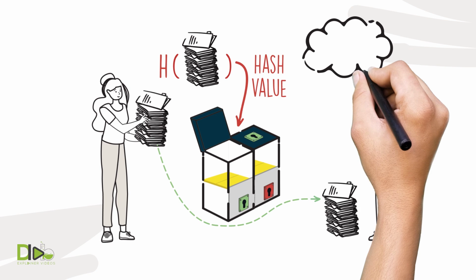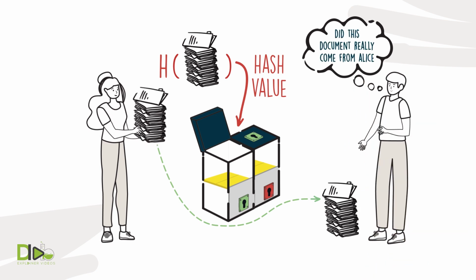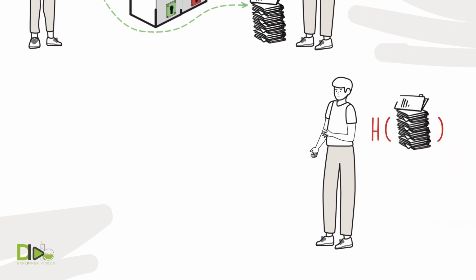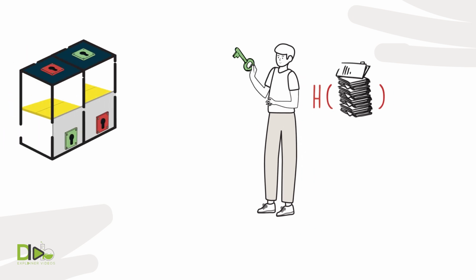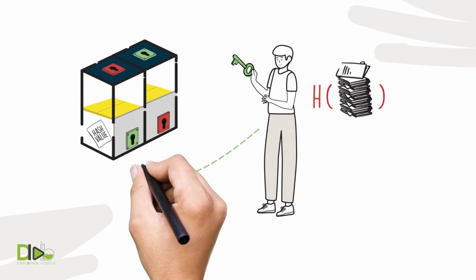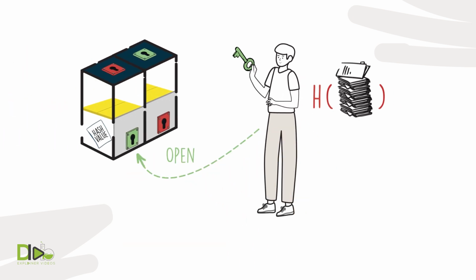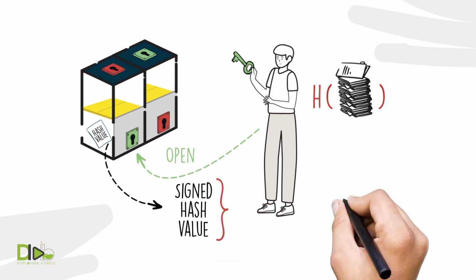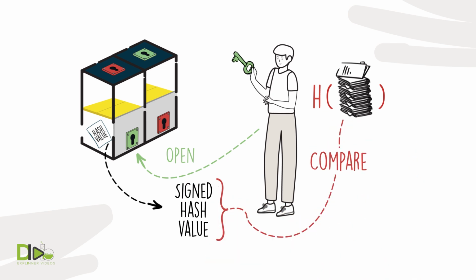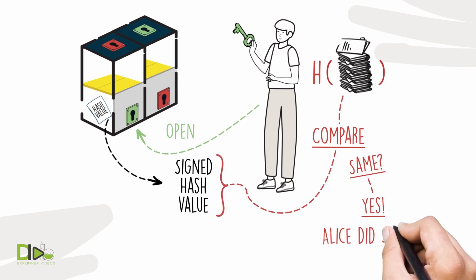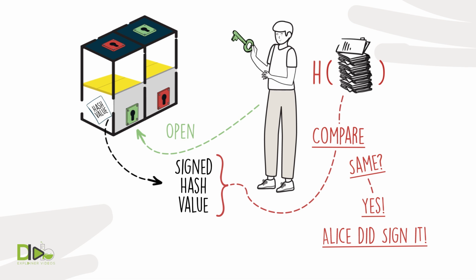In order to verify whether the document is really from Alice, Bob would then take the original document and hash it. Then he would use Alice's public key to decrypt the ciphertext he got from Alice, to retrieve the hash, and then compare the two to see if they're the same. If they're the same, then the document is verified to have authentically come from Alice.